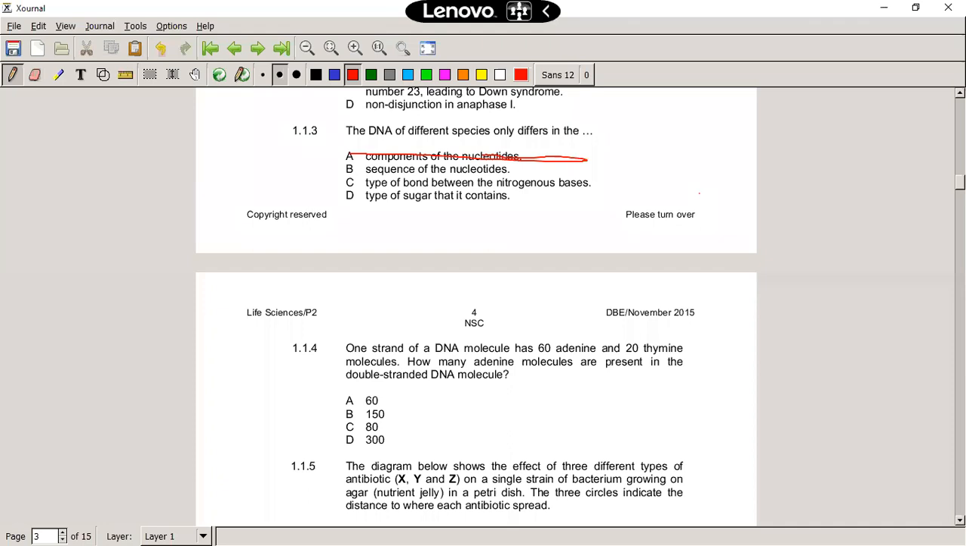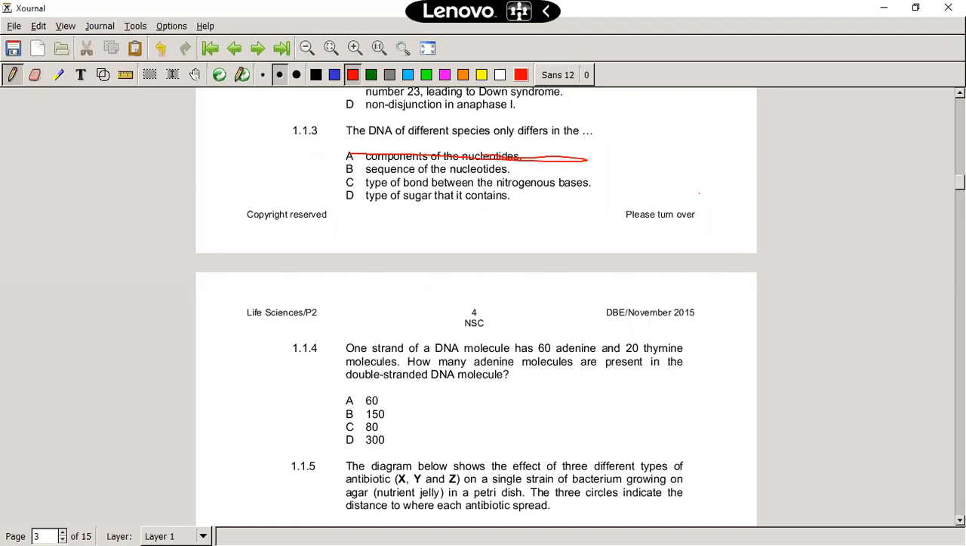Let's go to 1.1.4. One strand of DNA molecule has 60 adenine, and there are 20 thymine molecules. Now, the moment they give you both of those, they're trying to trick you there, so read it very carefully. How many adenine molecules are present in the double-stranded molecule?